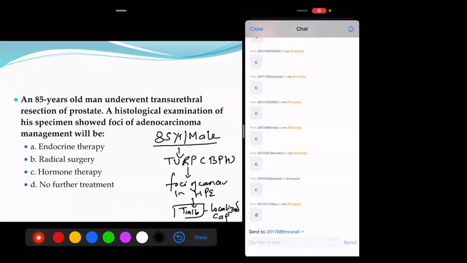The options are endocrine therapy, no. Hormone therapy, no, because these are for metastatic. So we have either B or D, right? Either we go for radical surgery or we do nothing. See, the age is very old. So in very old patient, we don't go for radical surgery. We will do wait and watch policy. That is, no further treatment.